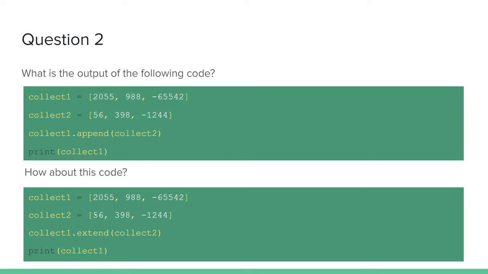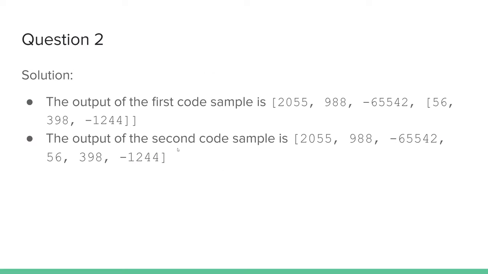So it'll just be one list containing 20, 55, 98, -655, 542, 56, 398, -1244. So that's just one difference for append and extend. Append will just take this collect two and just shove it in the last element of collect one. Meanwhile, extend will just concatenate two lists into collect one. Simple. Yep.